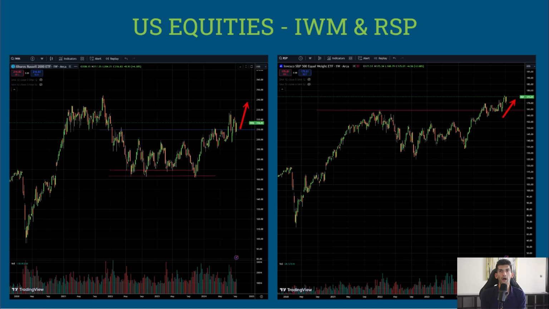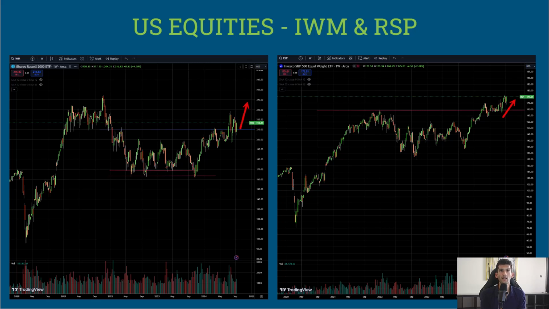When we look at the IWM, we can see that this week it's been able to close above a long-term resistance level. We still need to see whether it will rally onwards from here, but this is a pretty good sign of a potential breakout. We need to keep our eyes open for that.